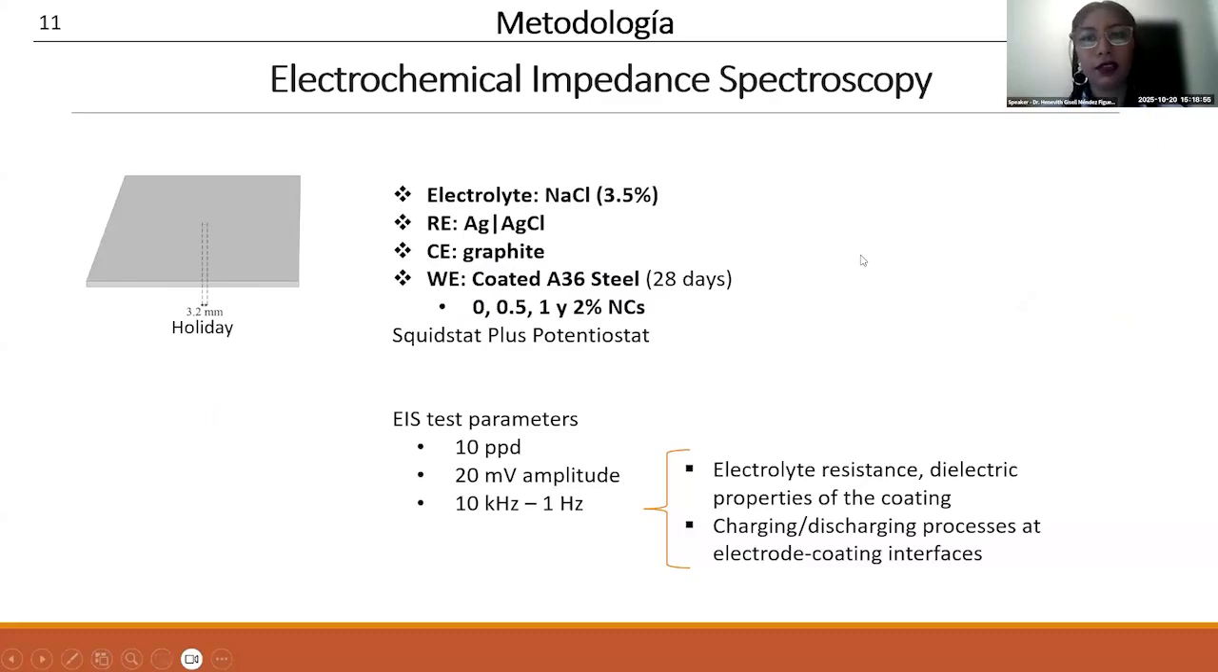Then for the electrochemical impedance spectroscopy, we used these conditions. And we evaluated in the range of frequency between 10 kilohertz and 1 kilohertz, where we could detect the electrolyte resistance, the dielectric properties of the coating, and charging and discharging processes at the electrode coating.